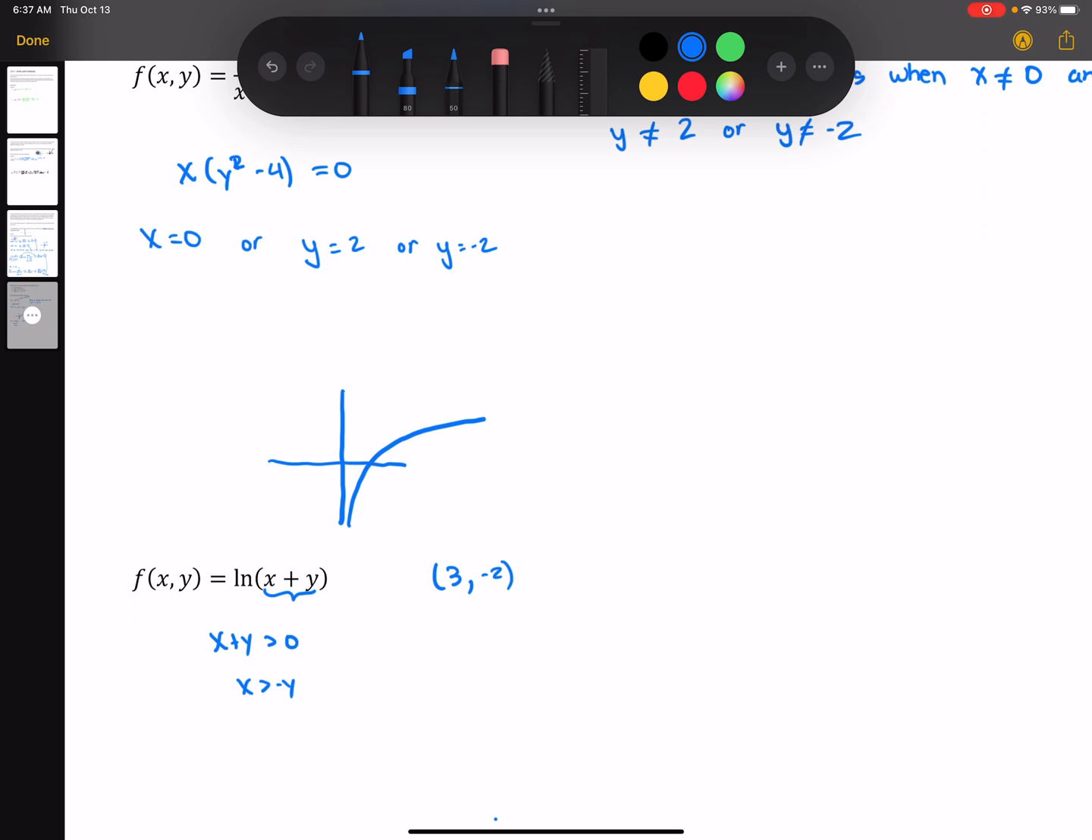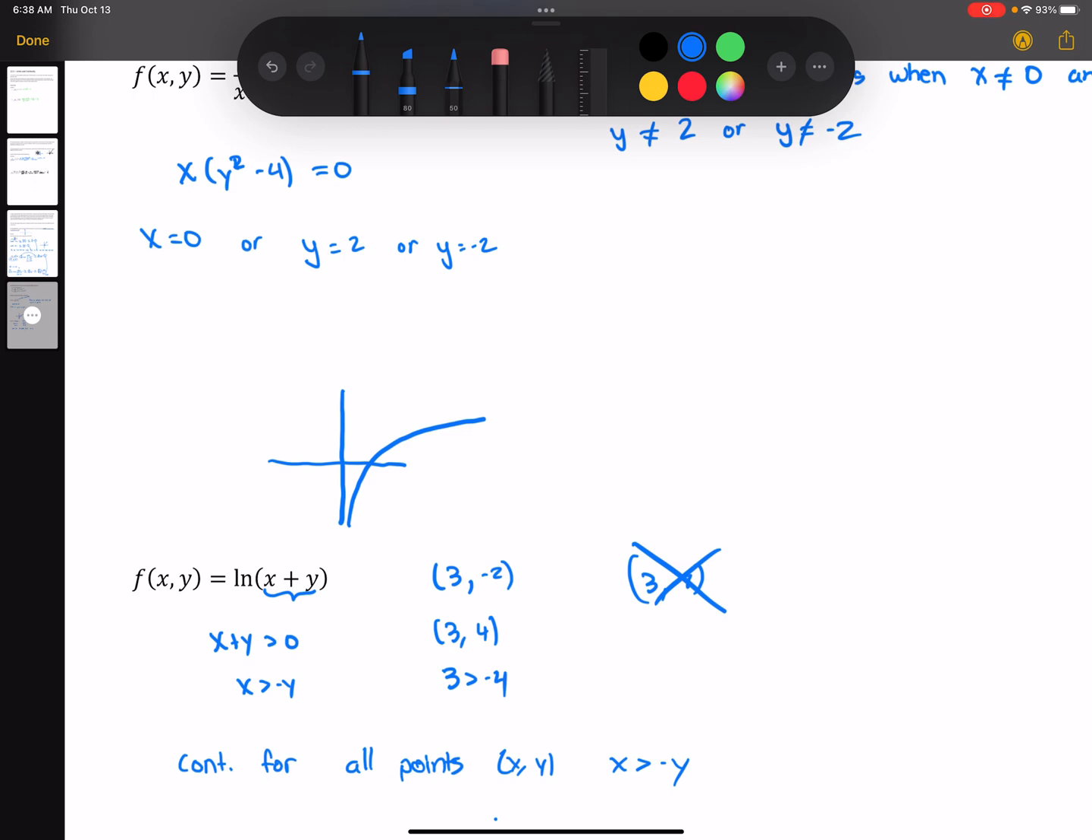Now, obviously, it's going to be true for positive values. So if I gave you the point like 3, 4, then that works out because 3 is greater than negative 4. So we would say something like continuous for all points x, y, with the condition that x is greater than negative y. So that means a point like 3, negative 7 is not in our domain. It won't work because 3 is not greater than positive 7, because the negative of negative 7 is positive 7.